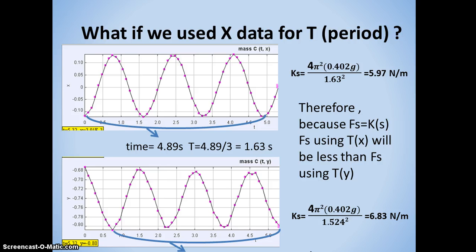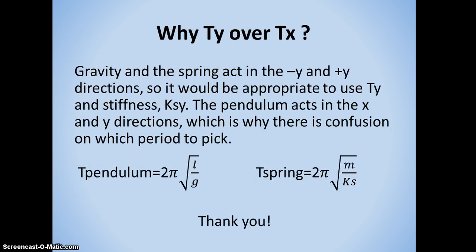What if we use x data for our period instead of the y data we used? Well, our x data had a very different position versus time graph, so our period will be different, which was about 1.63 seconds. Now, my Ks will then be different according to that equation, which means that my force of spring will be less than what our spring in the y was.